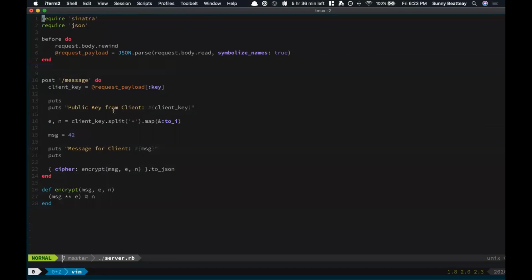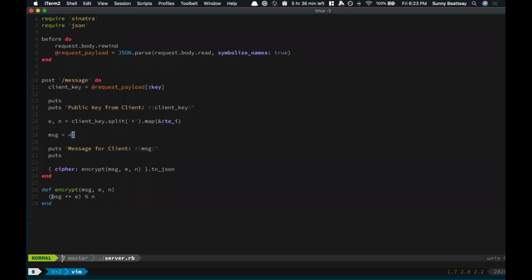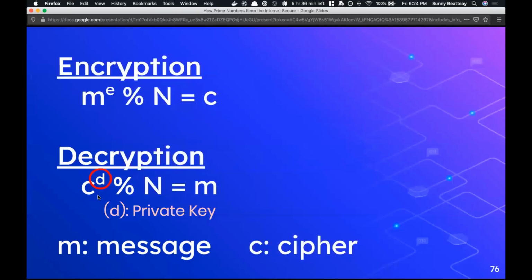So this is the server code. You can see I got the key from the client, the client being me, and split it out based on the plus sign. I have a hard-coded message, so it always returns 42. And you see the encryption right here, it's the same exact formula as we have here: m raised to the power of e, remainder n equals c. So message raised to the power of e, and then take the remainder of n. You can see right here that we were able to both encrypt and decrypt the message.